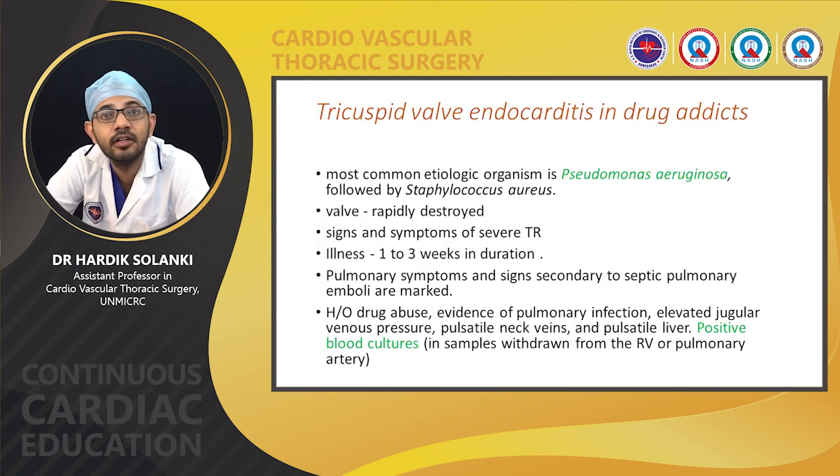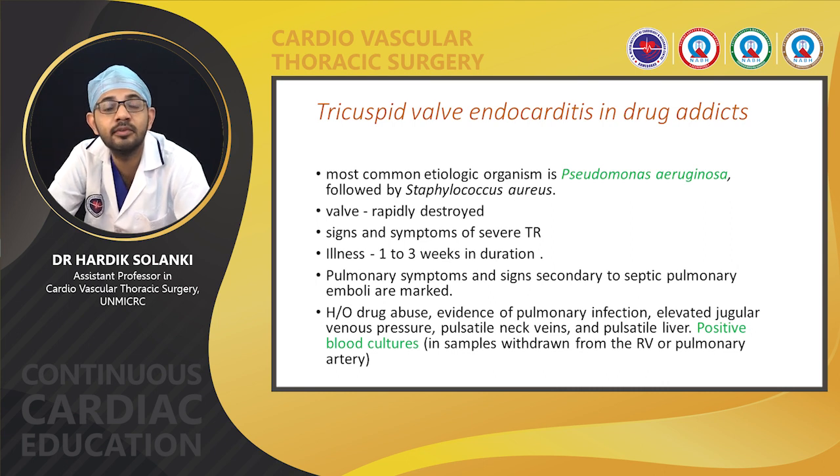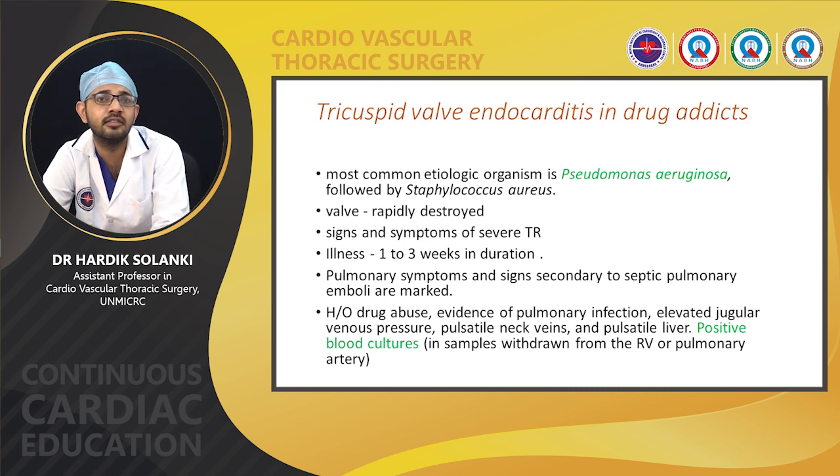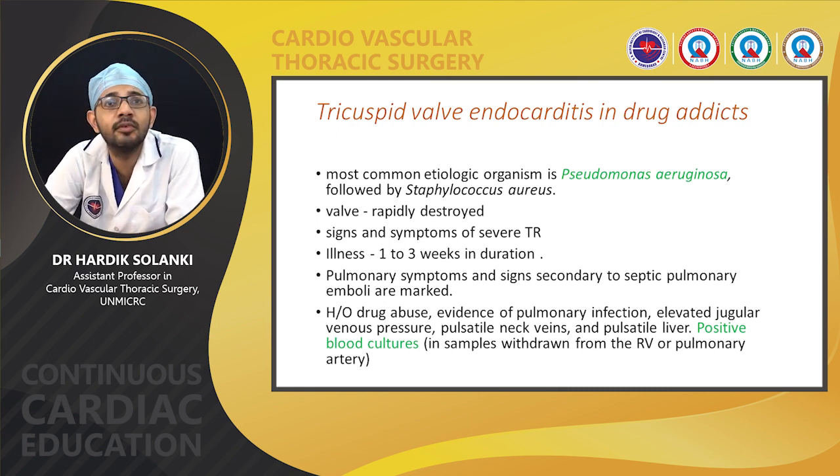Tricuspid valve endocarditis in drug addicts. The most common etiological organism is Pseudomonas aeruginosa, followed by Staphylococcus aureus. The valve is rapidly involved and destroyed in infective endocarditis. The patient develops signs and symptoms of severe tricuspid regurgitation, and the duration of the illness is 1 to 3 weeks. The patient may also have symptoms of pulmonary embolus, and there is a history of IV drug abuse, evidence of pulmonary infection, elevated jugular venous pressure, pulsatile neck veins, pulsatile liver, and the patient may have positive blood cultures.